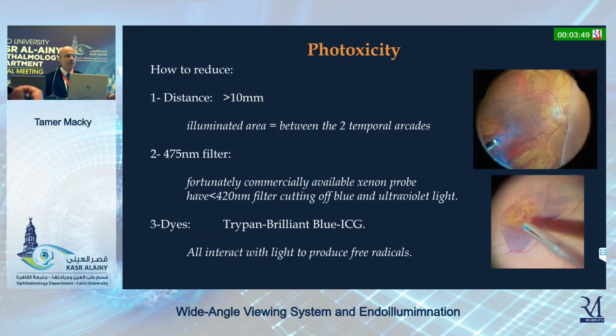It's very important to remember the phototoxicity of this illumination. This is a documented pathology that happens during vitrectomy, and to reduce the phototoxicity, we have to keep the endoillumination away from the retina at least 10 millimeters. To do that, you should keep the illuminated area larger than the 2 temporal arcades. If you find your illuminated area on the retina smaller than the 2 temporal arcades, you should pull the endoilluminator probe away from the retina.